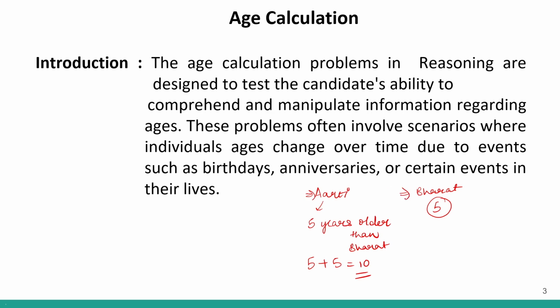You are given certain ages of certain persons or certain ratios of certain ages, and based on that you have to find the answer. So basically they are designed to test your ability to comprehend and manipulate information regarding ages. We are given certain things like their birthdays, anniversaries, certain events. These types of things are also mentioned in your question. Based on this you have to ascertain their age.